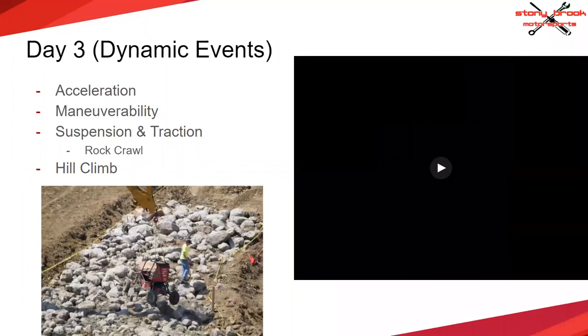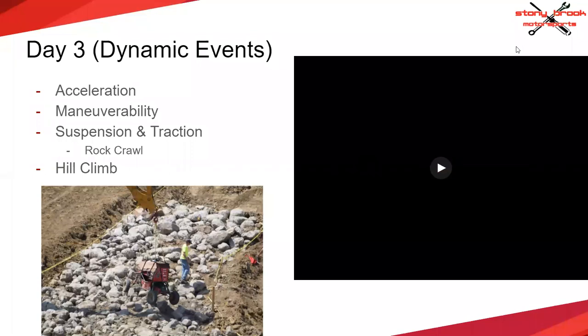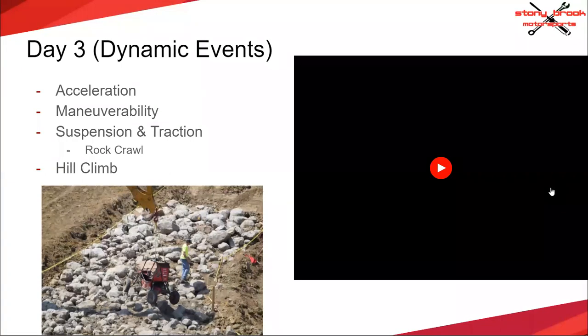With the third day and the fourth day, that's when the dynamic events start, and that's when the cars are actually allowed to move about and operate. The third day consists of various dynamic events, including acceleration runs, which test the car's acceleration in a given distance, a maneuverability track, which really tests your car's handling, especially with regards to tight turns, and a suspension and traction run, which really throws your car crazy. There's actually a video of this, which I'll show in a moment.